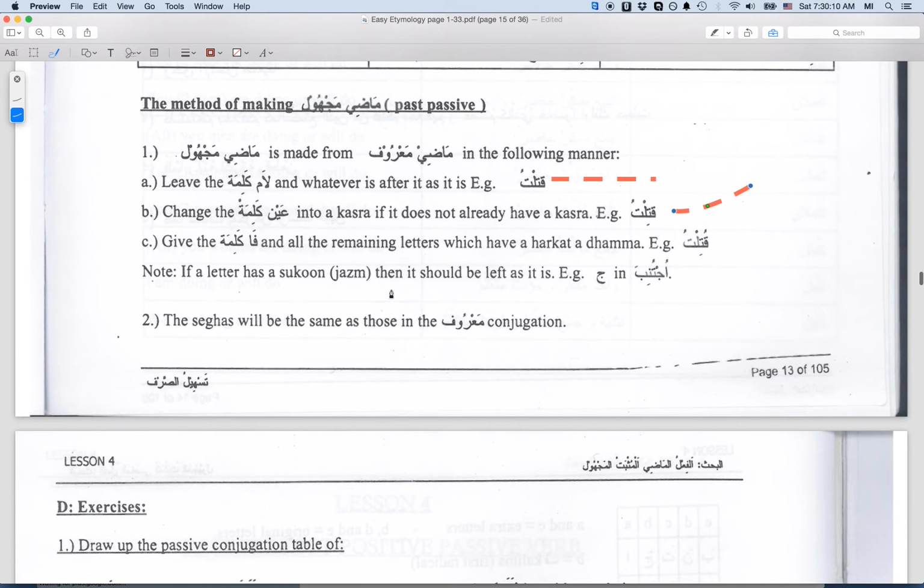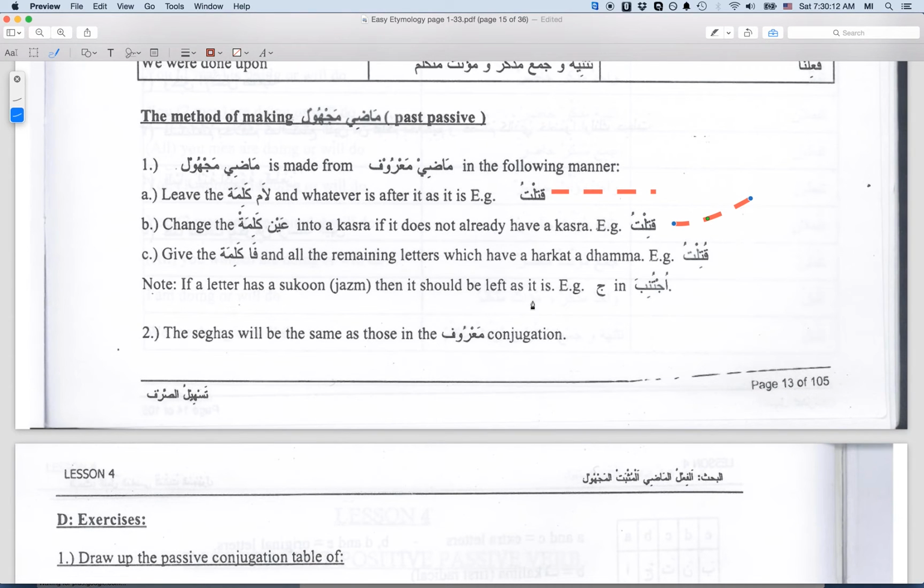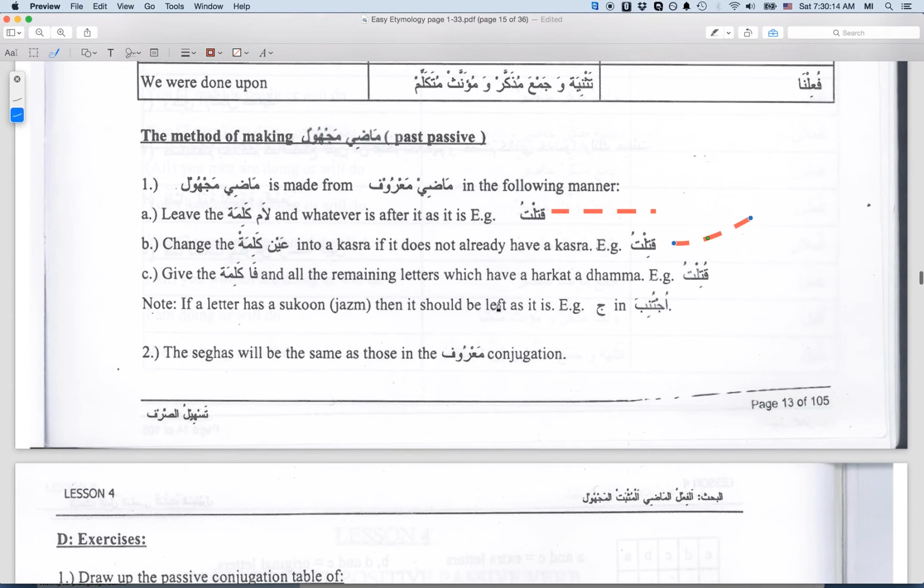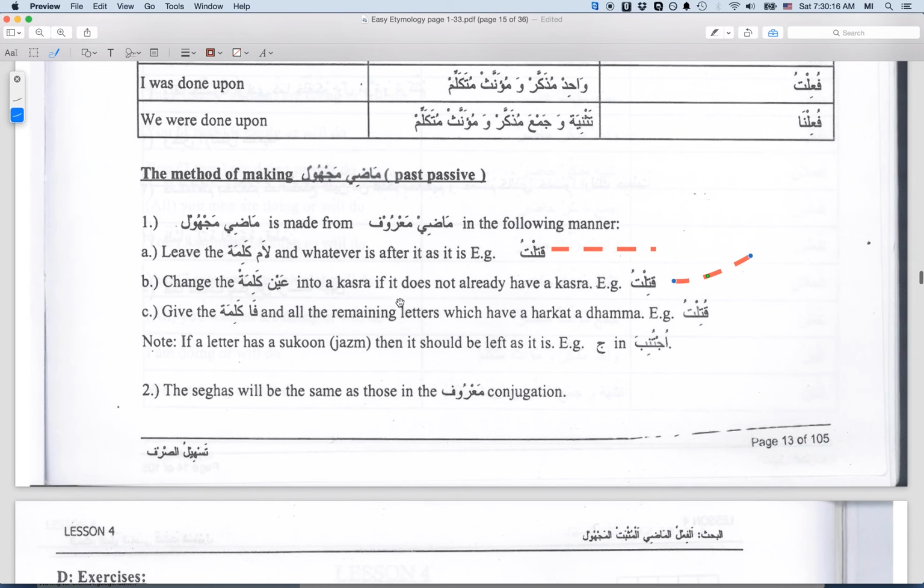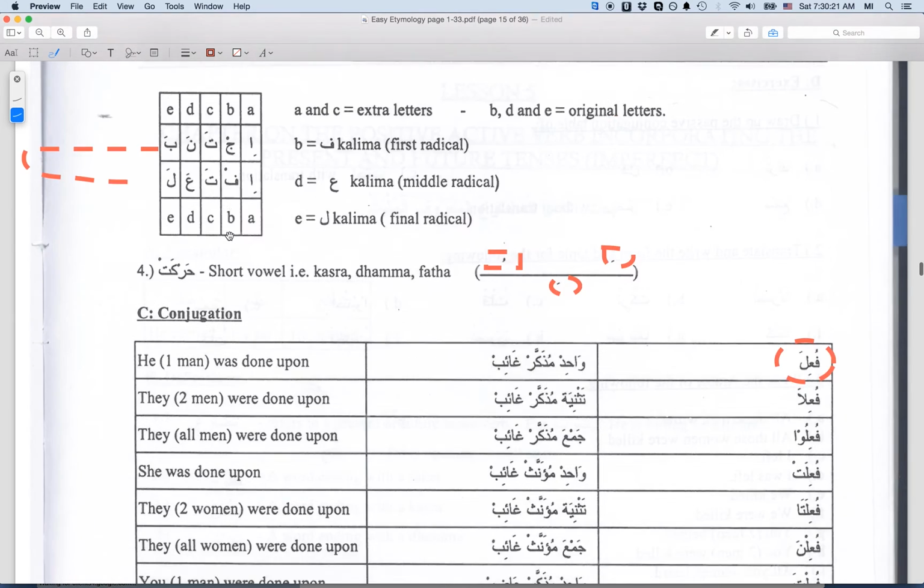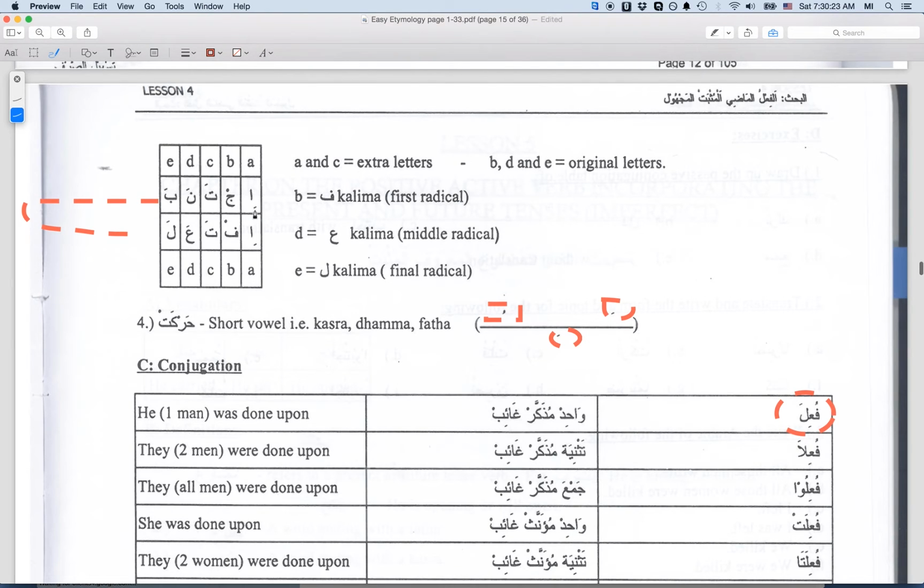If a letter has sukun, jazm, then it should be left as is. Example. Now, that's another rule. If the letter is sakin, so ijtanaba, we need to break that down a bit. Let's go back up. Ijtanaba right here. Again, rule: lam kalima. The last kalima is lam, ba. Leave it as is.